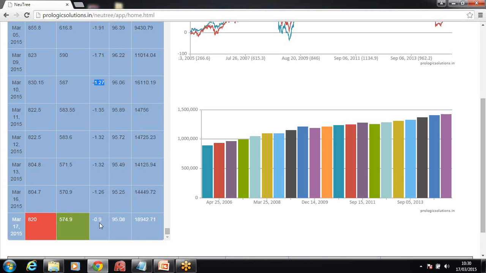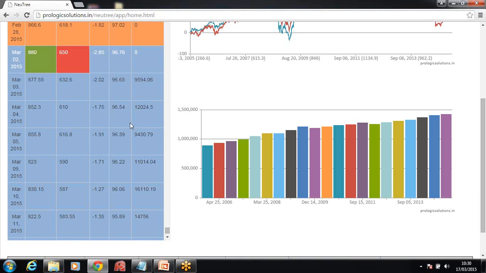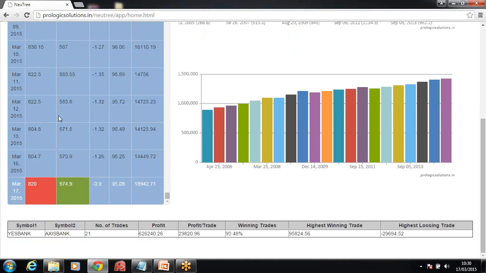Now you can exit your trade today, that is March 17th. This is the price and this is your profit. It has come below 1, so you exit this particular trade at this profit, 18,942 rupees. Now how many days did we take this trade? 1, 2, 3, 4, 5, 6, 7, 8, 9, 10 days. Exactly 10 days.